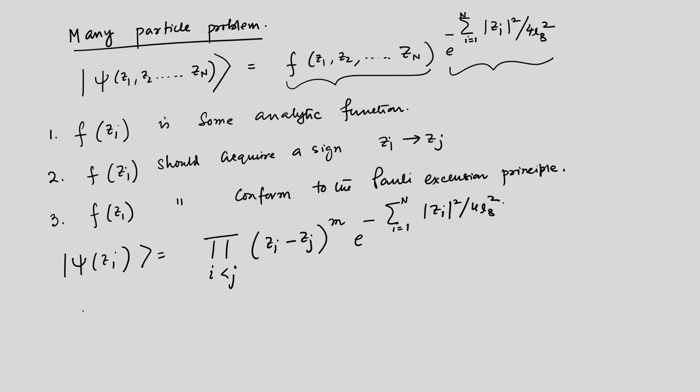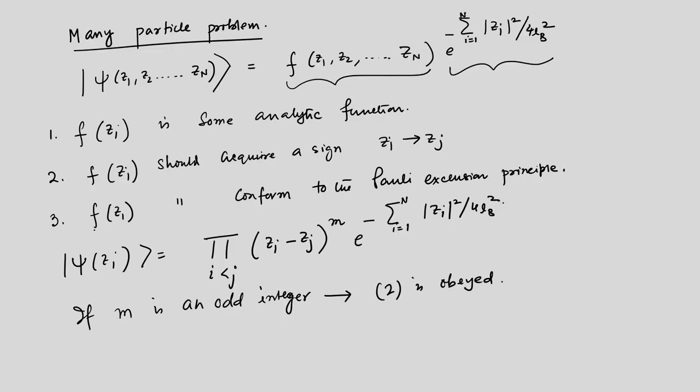And you see, if m is an odd integer, then of course condition 2 is obeyed, right? Because if you exchange i and j, you pick up a negative sign only when m is odd. And that's why we said that this m has to be an odd integer, and the filling fraction would correspond to 1 over m. That is another thing that we'll show in a moment. And remember that in the Laughlin states, m is actually an odd integer. Okay. And why is 3 obeyed?